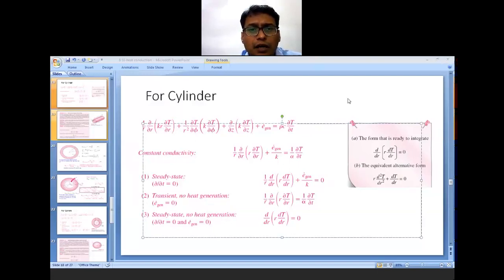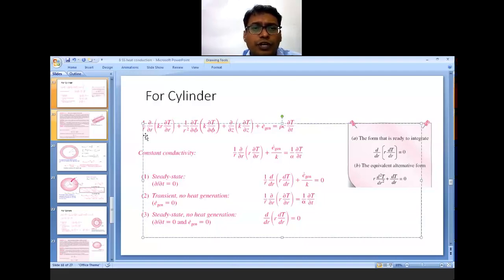So basically, our three-dimensional general equation for the cylindrical coordinate system is 1 upon r, delta upon delta r of k r delta T upon delta r, plus 1 upon r square delta upon delta phi of k delta T upon delta phi, plus delta upon delta z of k delta T upon delta z, plus the generation term, which is equal to rho c delta T upon delta t.